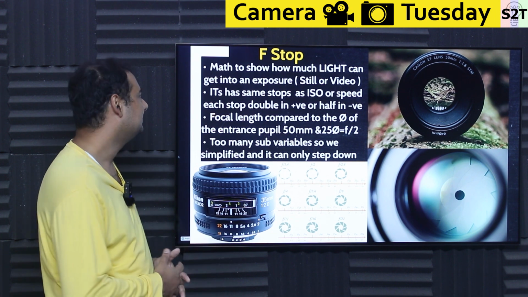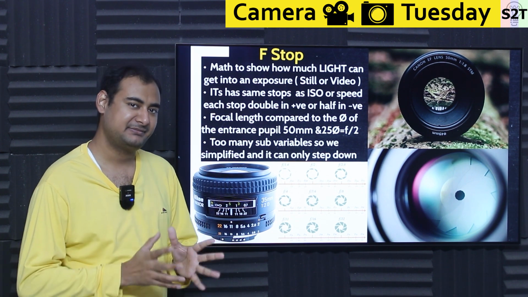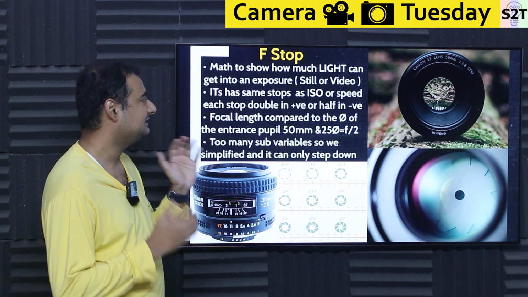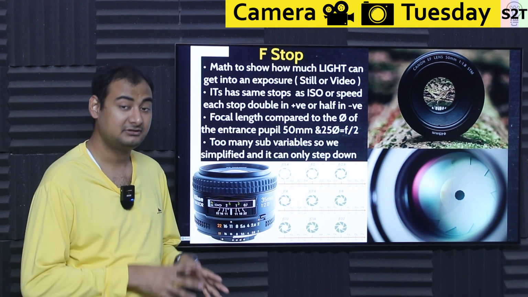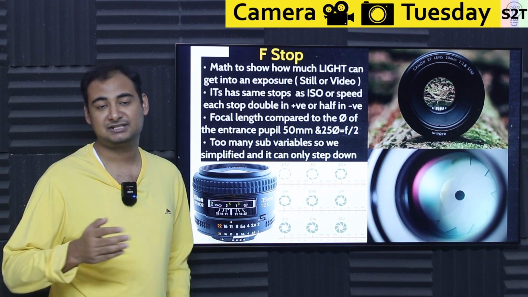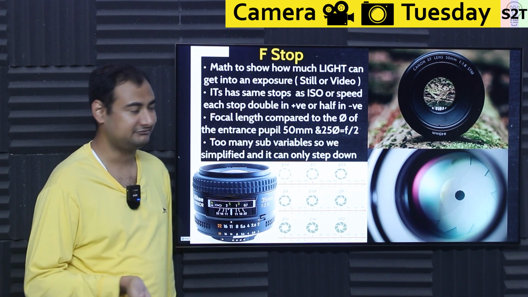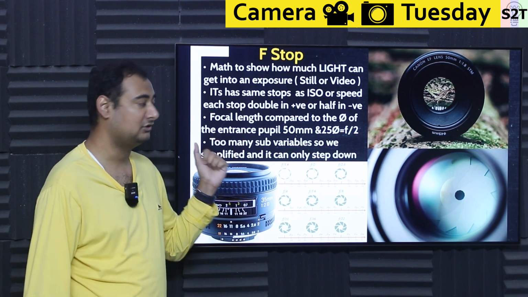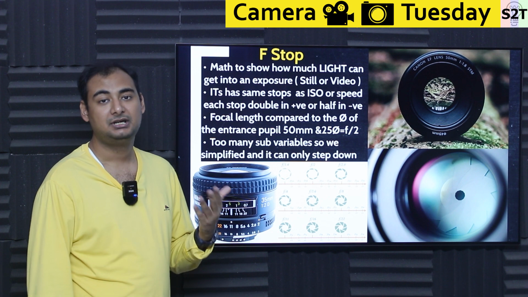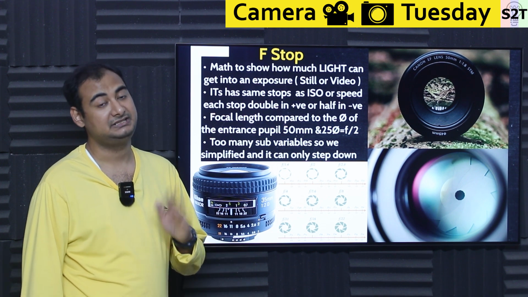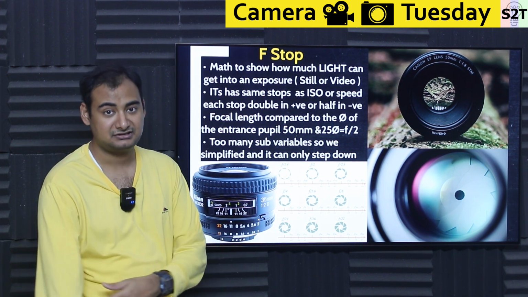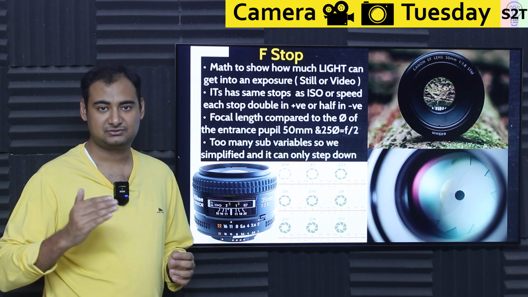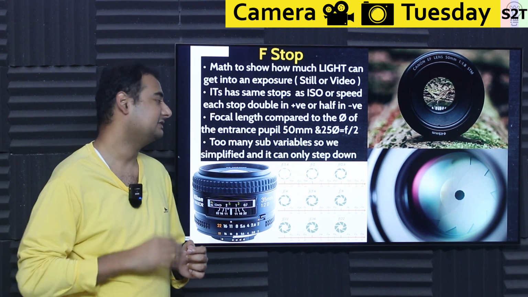So what is an f-stop? An f-stop is basically a mathematical formula that allows us to figure out at a glance how much light is falling onto your sensor or film, and it applies to both stills and video. It does not make any difference, and the same stops formula is applied to ISO and speed. Speed, as in 1/60th of a second, 1/80th of a second, 1/500th of a second, 1/200th of a second. The same logic. And ISO is like 400, 800, 1600, same logic.